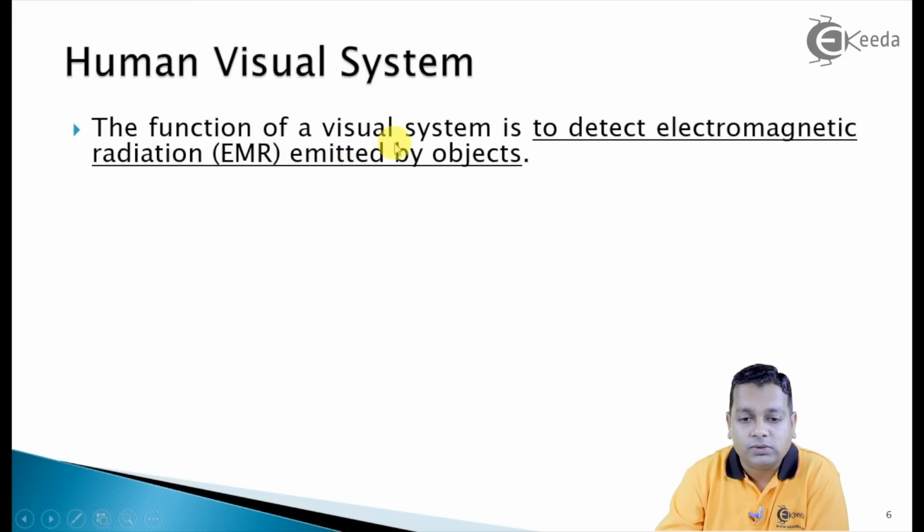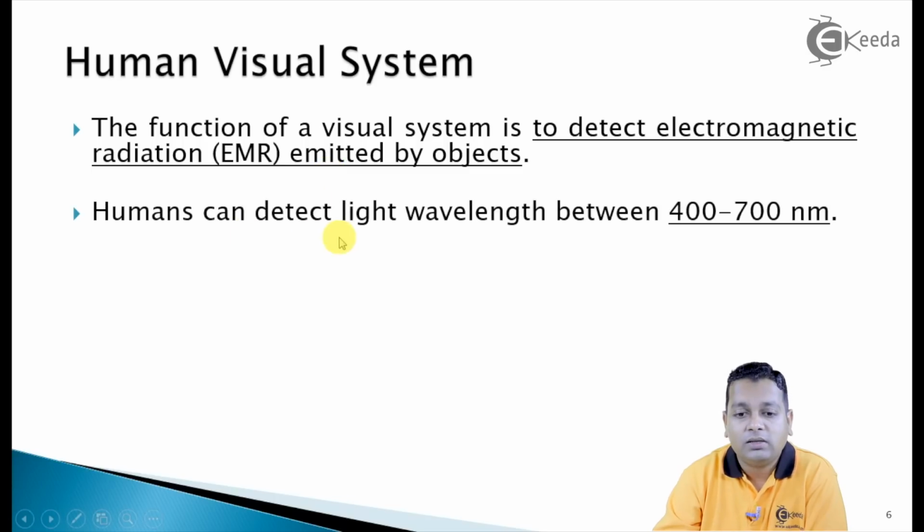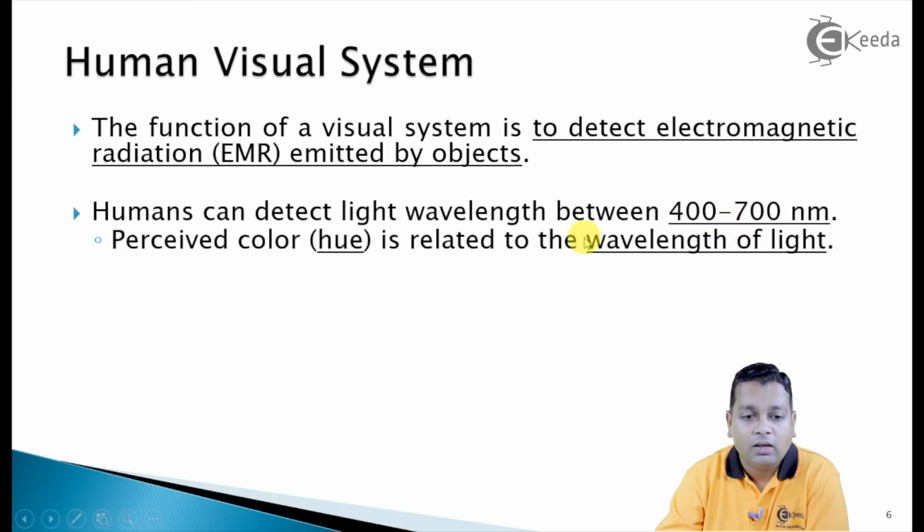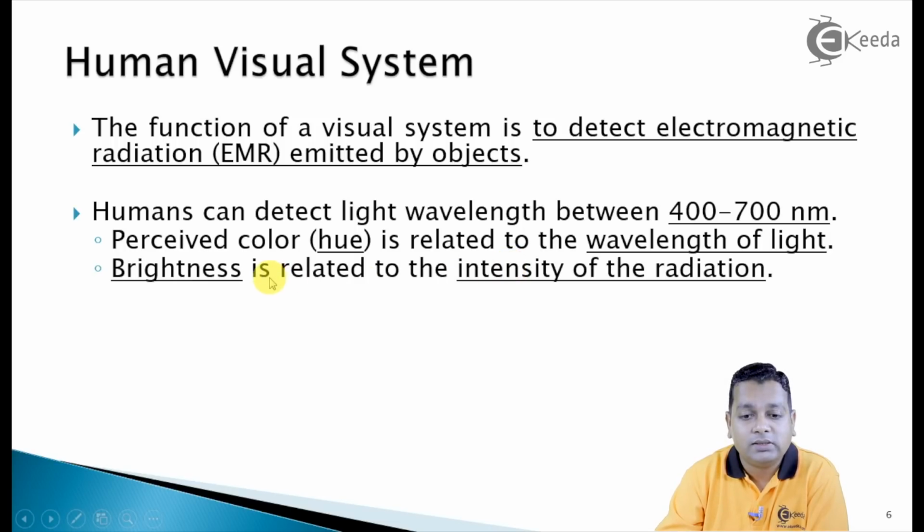The function of the visual system is actually to detect the electromagnetic radiation, abbreviated as EMR, emitted by the objects. Humans can detect light wavelengths between 400 to 700 nanometers. Here the perceived color, which is also called the hue, is related to the wavelength of the light. Next, brightness is related to the intensity of the radiation.